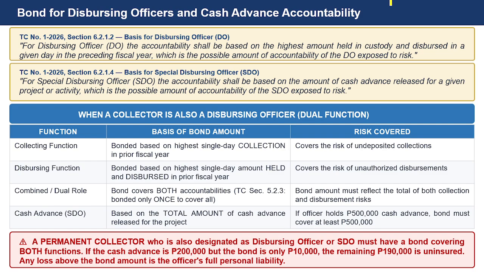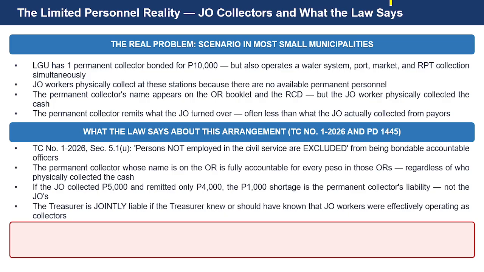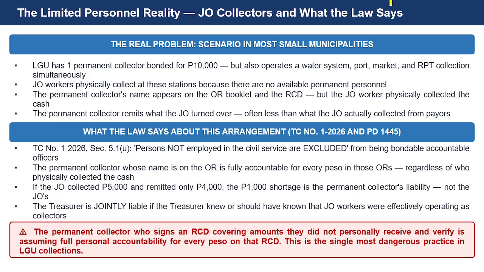Special attention on the genuine reality facing many smaller local government units. Limited permanent staff, but multiple collection points, a market, a water system, a port, all at once. The temptation is to assign job order workers to handle cash collection. This is never legally permissible, because job order workers cannot be bonded and cannot lawfully be accountable officers. Legal alternatives exist. Consolidate collection points so a single bonded officer covers multiple nearby locations in one working day. Rotate a small number of bonded permanent staff across collection points on a defined schedule. Or formally request additional staffing positions, justified by documented collection volume. Next slide.